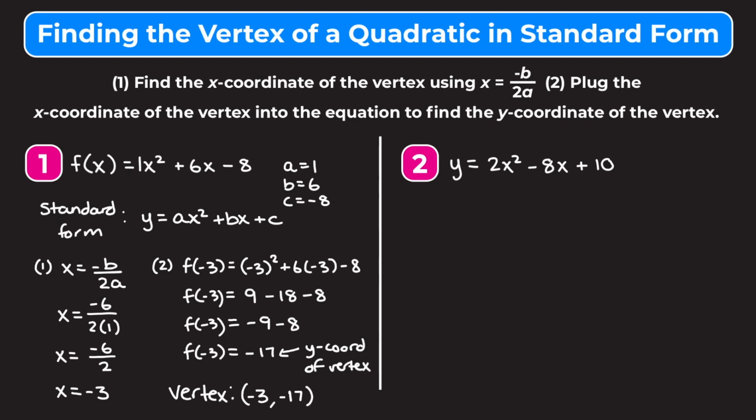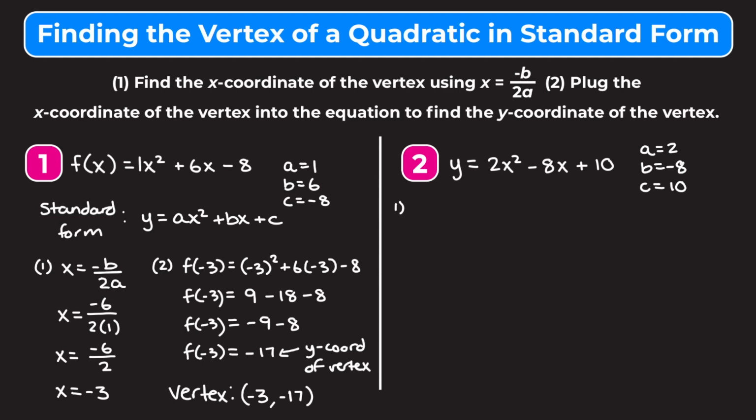Moving on to example 2, we have y equals 2x squared minus 8x plus 10. Again, I'm going to start by writing our a, b, and c values. So a is 2, b is negative 8, and c is 10. You don't really need c for this problem, but I think it's good to understand what a, b, and c are in the equations, just to get in the habit.